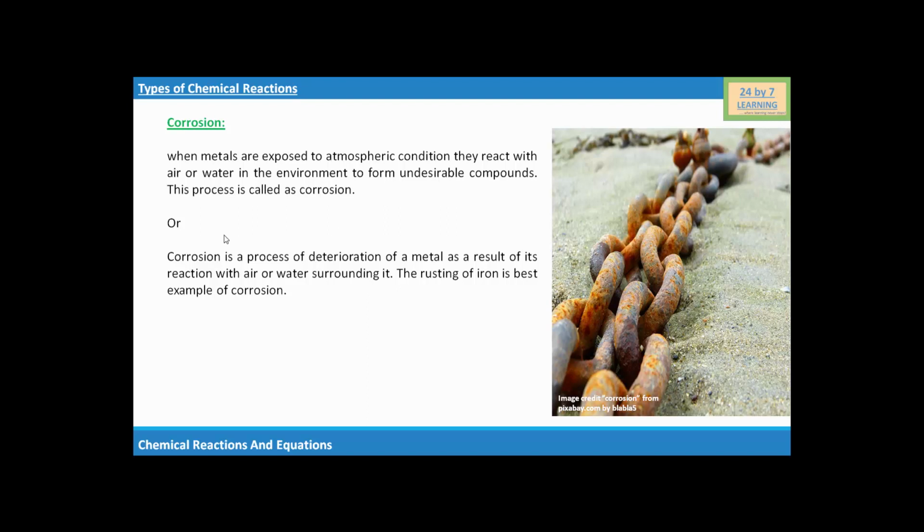Or there is another definition of corrosion. Corrosion is a process of deterioration of a metal as a result of its reaction with air or water surrounding it. The rusting of iron is the best example of corrosion.